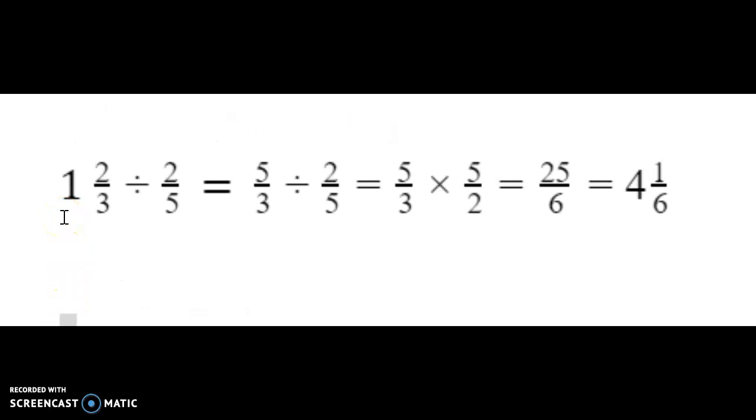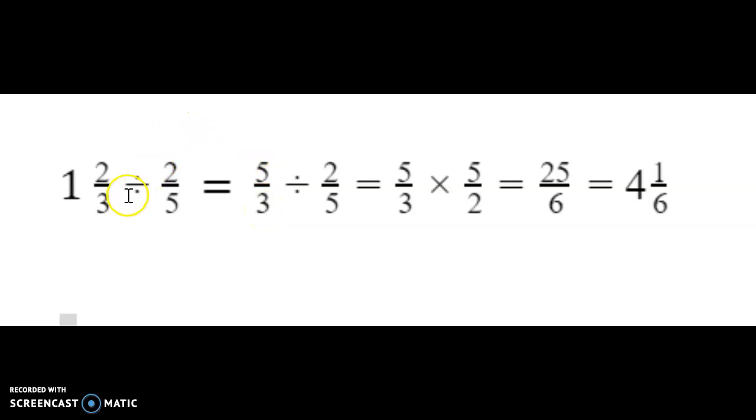All right, here's our original problem: 1 2/3 divided by 2/5. Let's see if we can do our first step. 1 2/3 became 5/3 because 3 times 1 is 3, plus 2 is 5. So 5 became our numerator. We carried over our 3 as our denominator.